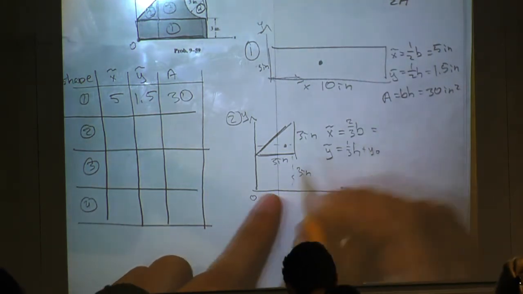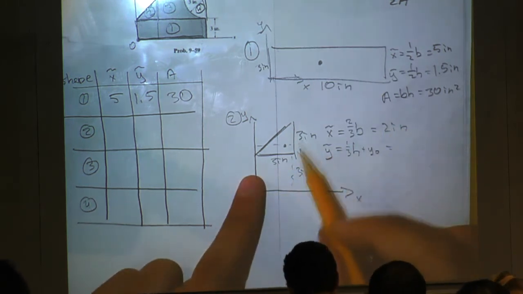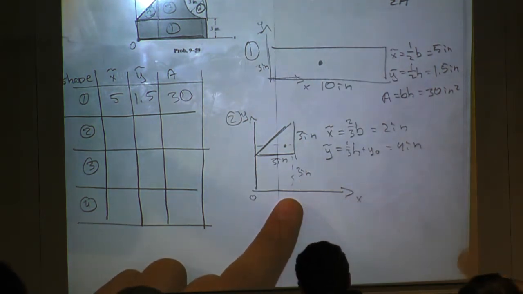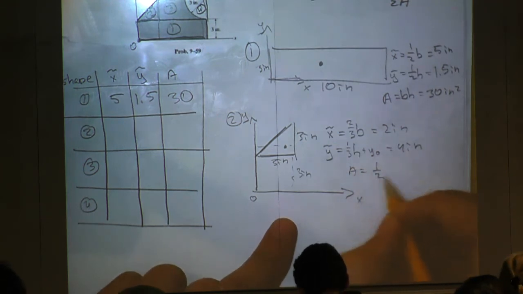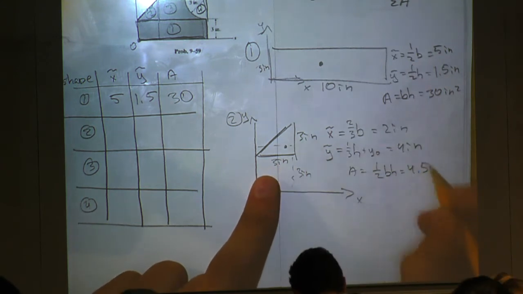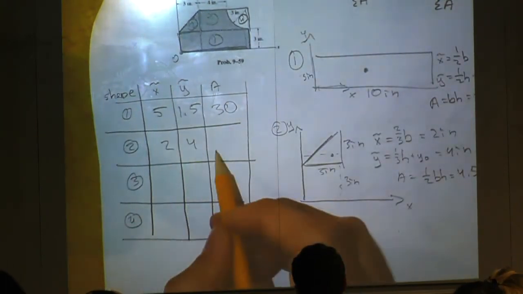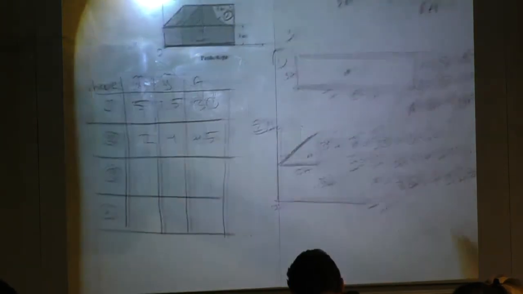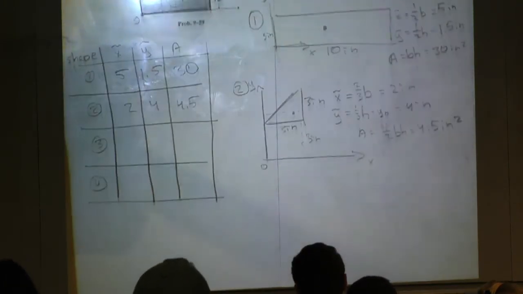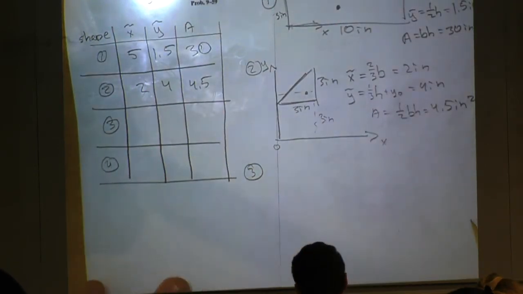So 2/3 of the base, 2/3 times 3 is 2. And 1/3 of the height, 1/3 times 3 would be 1. But then we have to add that 3 inches. So we're going to say it's equal to 4 inches. Right, and my area is 1/2 base times height. So 1/2, 3 times 3, 4.5. And that's inches squared. So we're going to add that to our table. And I just like to have the table here because it's easier than like sorting through like, okay, where's my final value? There's my final value. Just everything's right there. All right, so my third shape is going to be my rectangle.